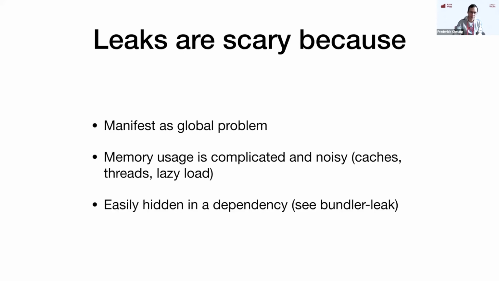And then it's also very easily hidden in a dependency. It's very easy to introduce memory leaks, and so it's very easy for third parties to have them. So there is this tool called bundler leak, which is quite useful. It's not doing anything super clever. It's just a public database of versions of gems that are known to leak. But you can run that over your Gemfile.lock, and it will tell you if you're using banned versions.